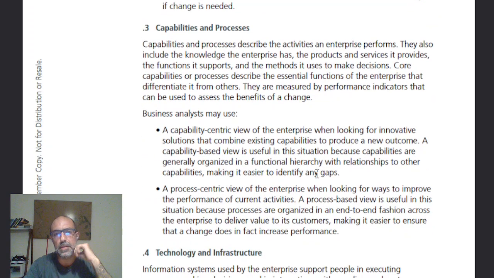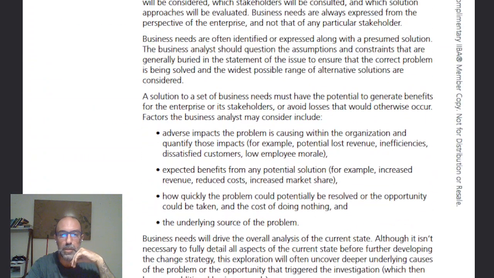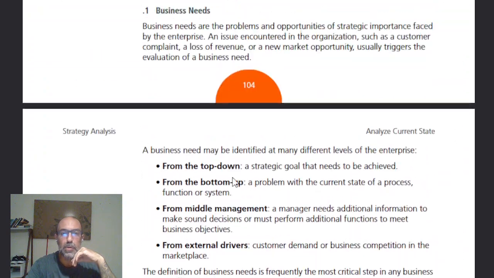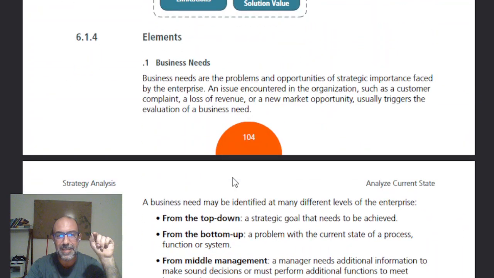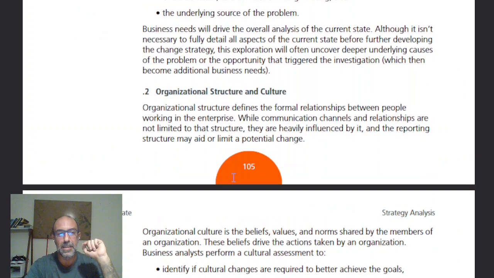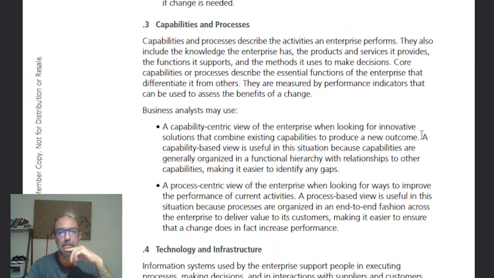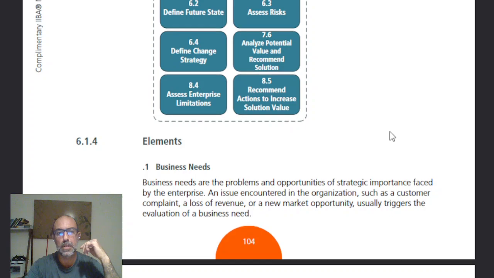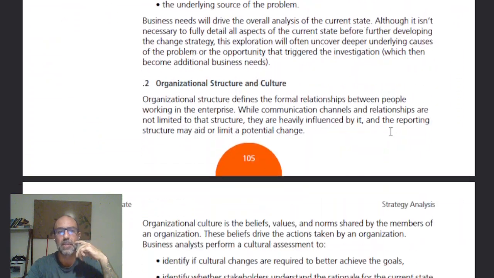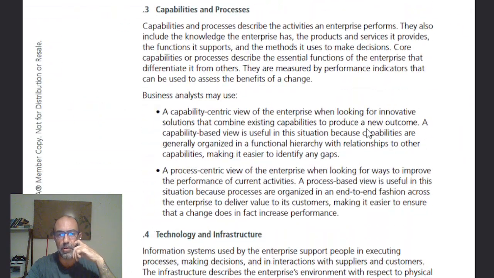The capabilities and processes describe the activities an enterprise performs. Remember, what we're doing right now is discussing the elements that are needed to analyze the current state. Element number one is what the business needs. Element number two is the organizational structure and culture. And element number three is capabilities and processes.